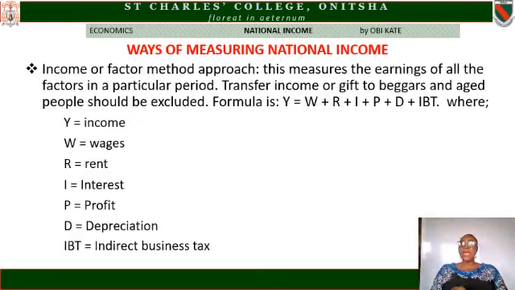Then the next one is the income or factor method approach. This measures the earnings of all the factors in a particular period. Transfer income or gifts to beggars and aged people should be excluded. Why should we exclude such income?